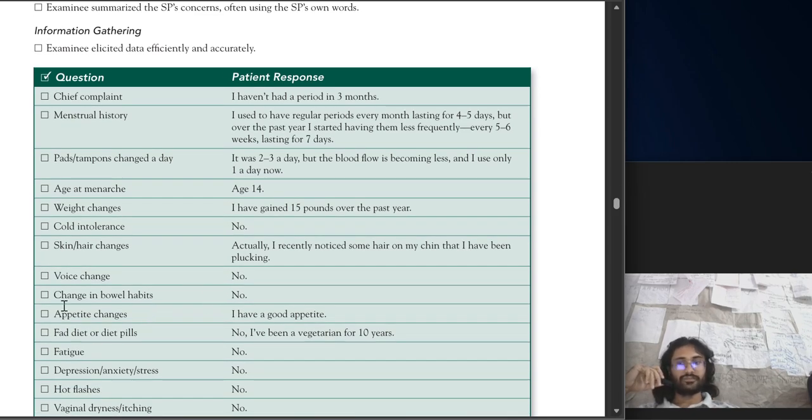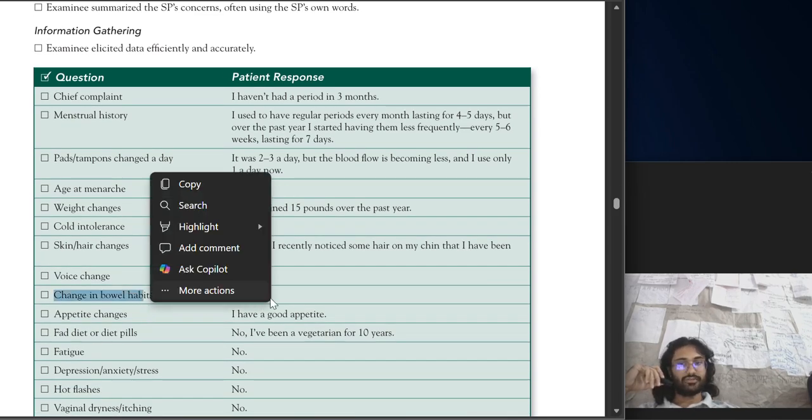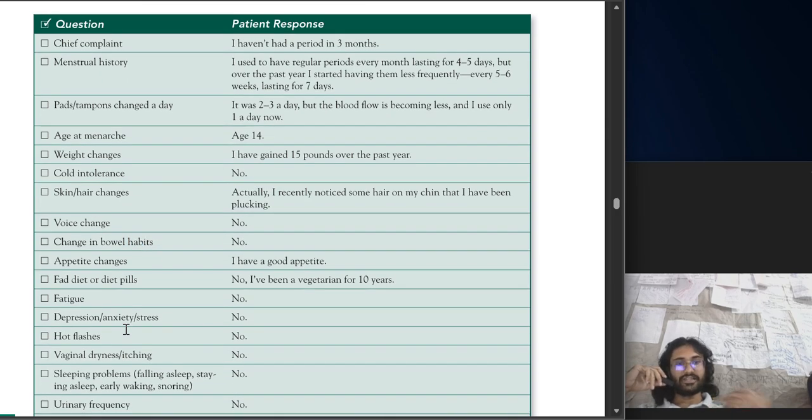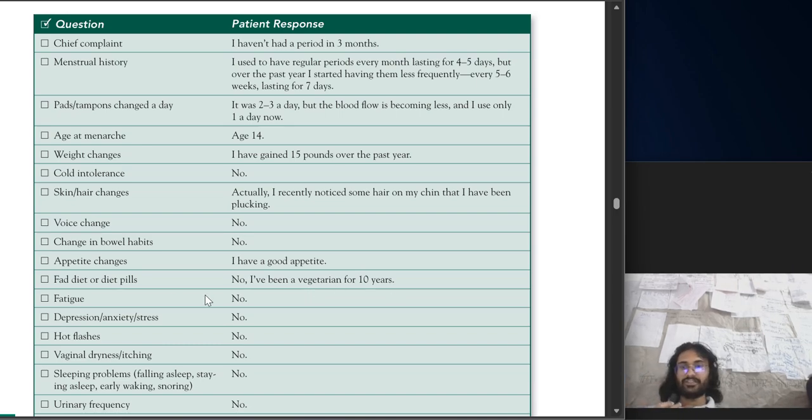Voice changes, no. Change in bowel habits, no. Appetite changes. Any changes in her daily routine of appetite, whatever she's eating, whether she's feeling to eat or not. Okay, so I have a good appetite, she's saying. Fatty diet or any kind of diet pills she is taking. So no, I have been a vegetarian for the last 10 years. Fatigue, no. Depression, anxiety, stress, no.